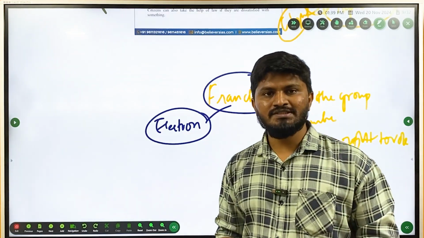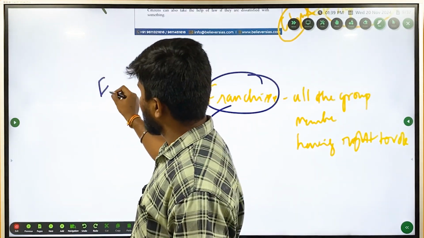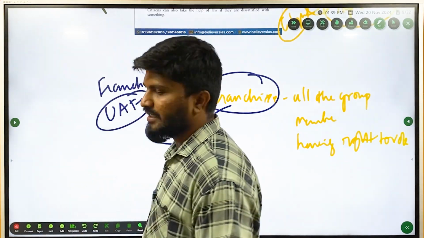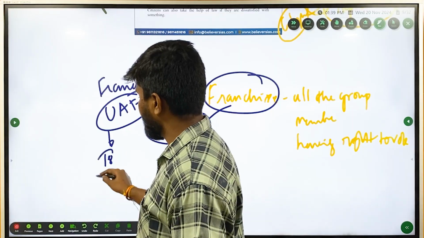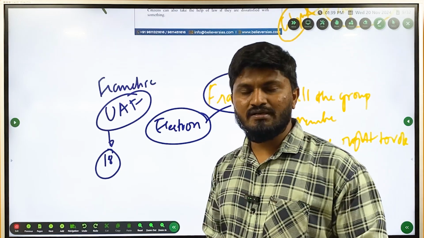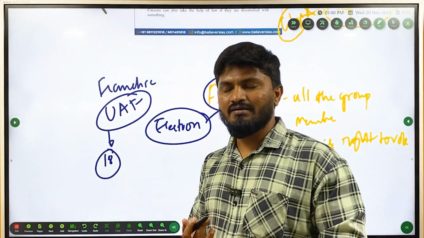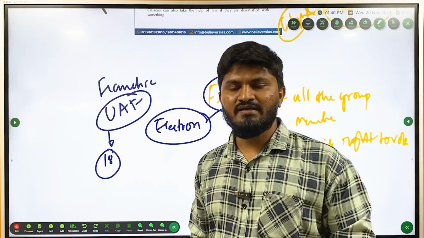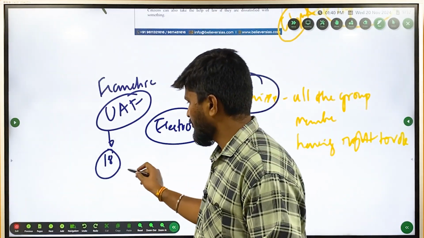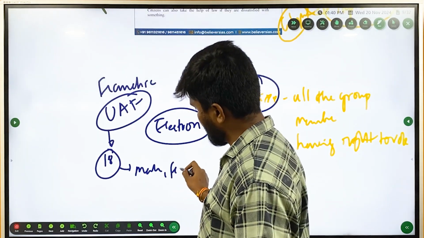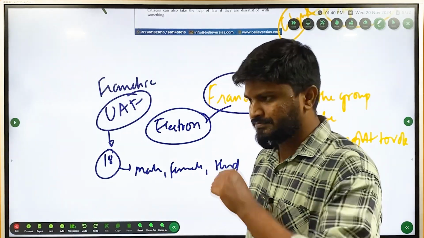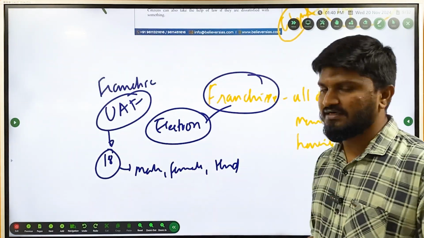This franchise goes on changing. In India, franchise is based on universal adult franchise, meaning any individual who is above the age of 18 has the right to vote, under certain conditions. He should not be convicted or arrested by the government, or be of unsound mind, etc. Barring those conditions, every individual above the age of 18, both male and female, Hindus, Muslims, Christians, and anyone belonging to any caste has the right to vote. So it is universal adult franchise.